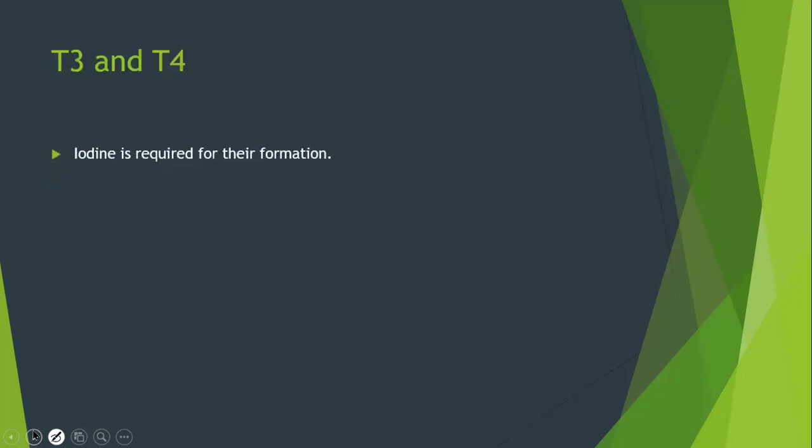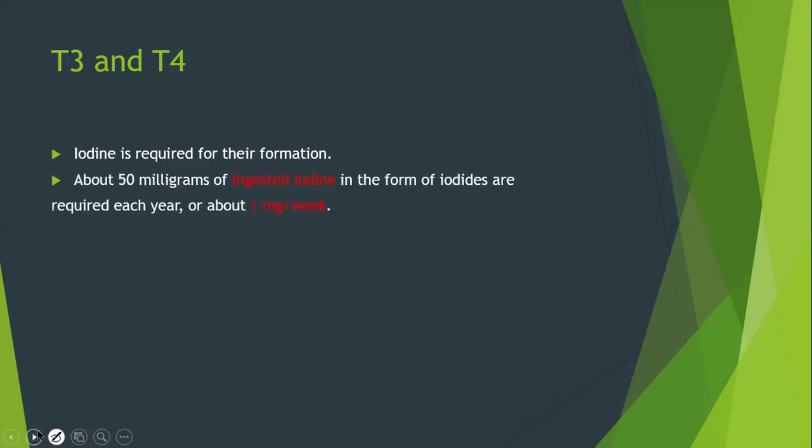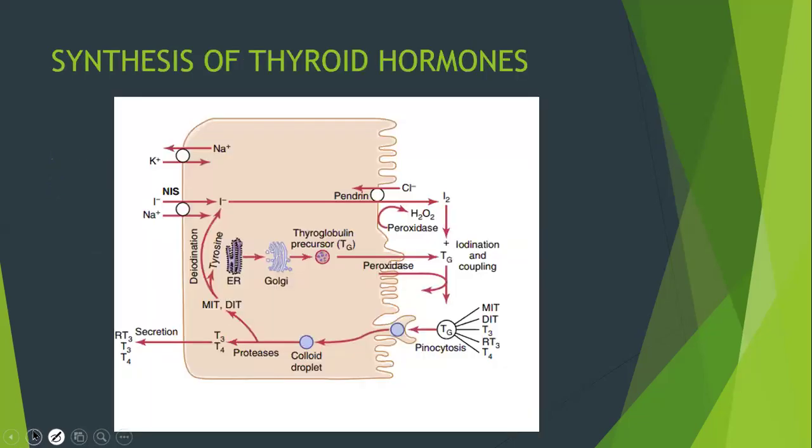So iodine is very important for the formation of T3 and T4, and it's very important that you understand the daily requirements of iodine, the weekly requirement, and the yearly requirement. So the weekly requirement is 1 milligram per week, but yearly it's approximately 50 milligrams. So that's the amount of iodine required by the body for efficient production of thyroid hormones.